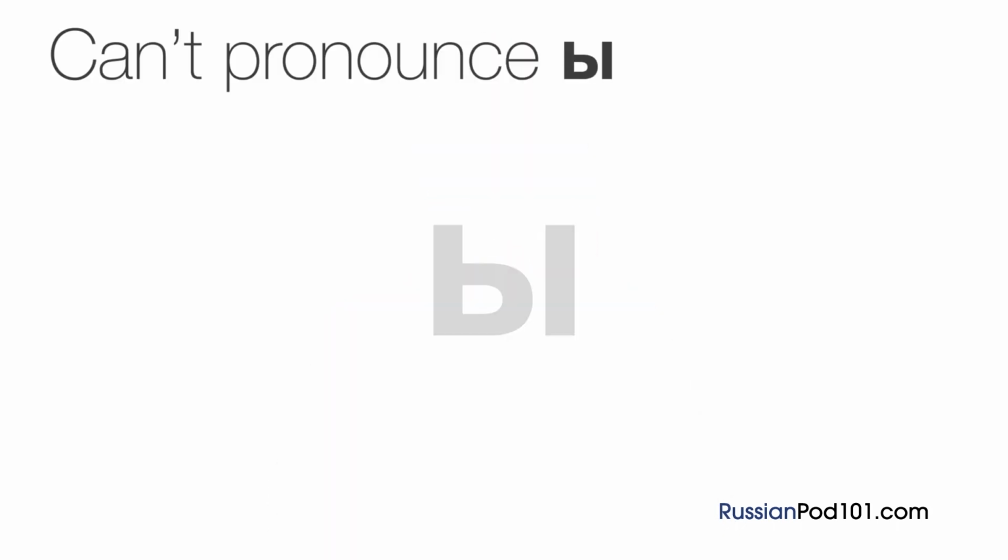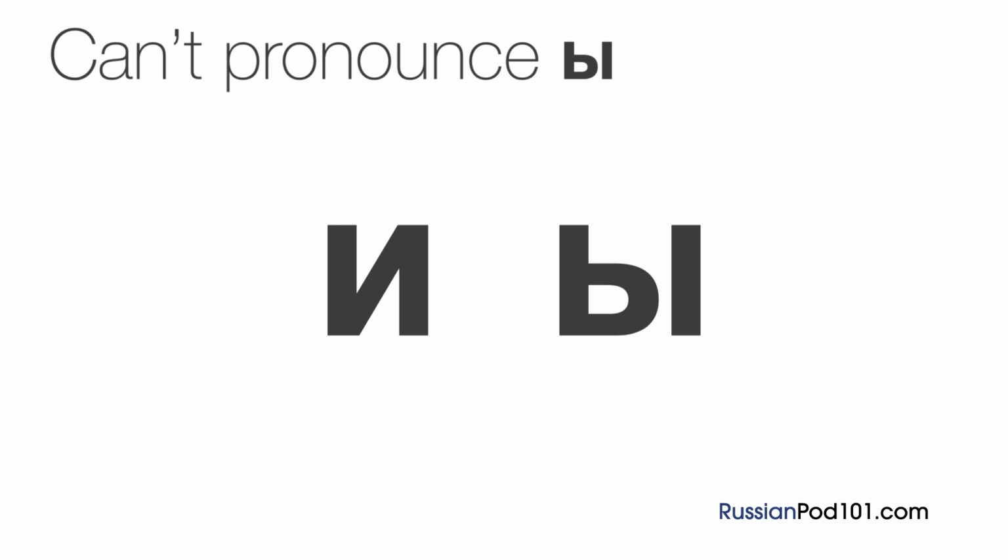This is a rare sound that doesn't exist in many languages. Many Russian learners are unable to pronounce this vowel simply because it's unfamiliar to them. When Russian learners attempt to pronounce this vowel, they tend to pronounce it as и, instead of ы. This is an issue because the former sound is another vowel in Russian.